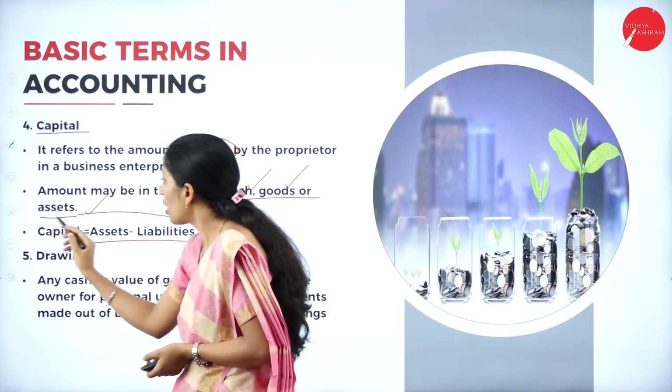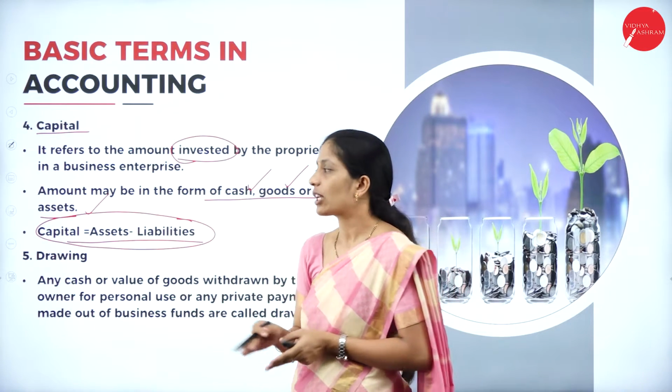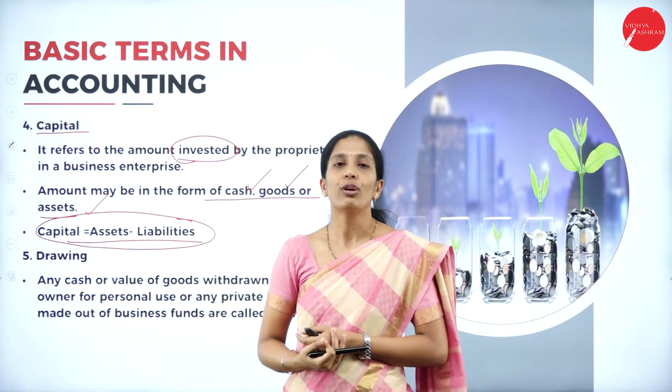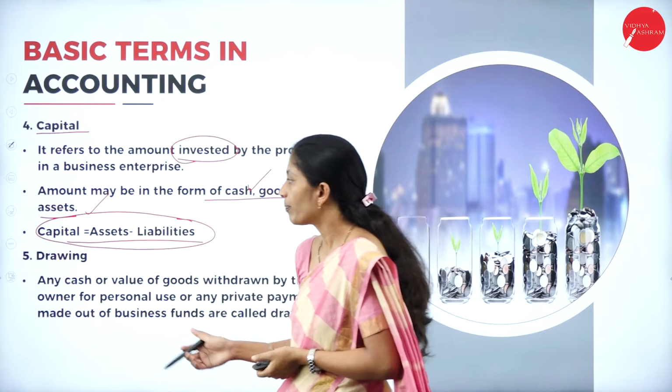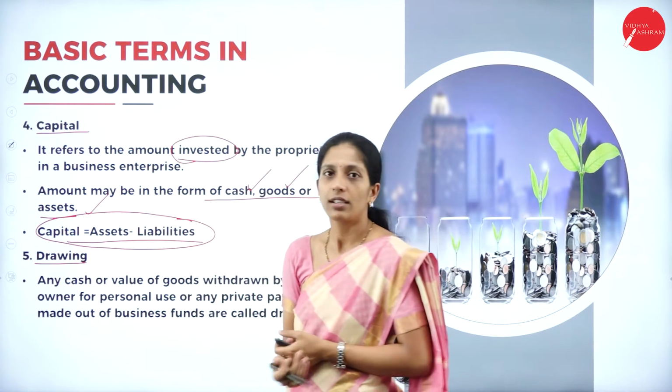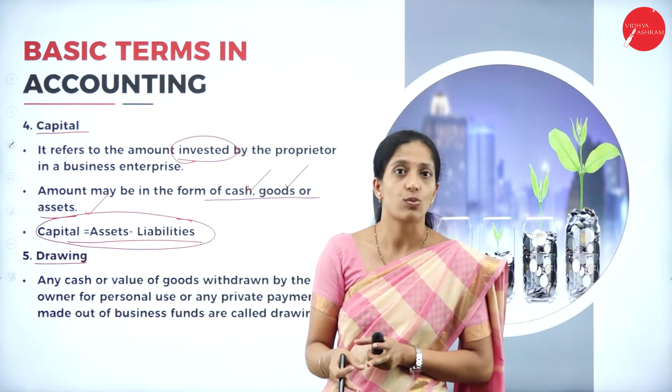We call this equation the accounting equation. What is the accounting equation? Capital is equal to assets minus liabilities. So this is about capital. Now coming to the next term, that is drawings. The investment by the owner is called what?